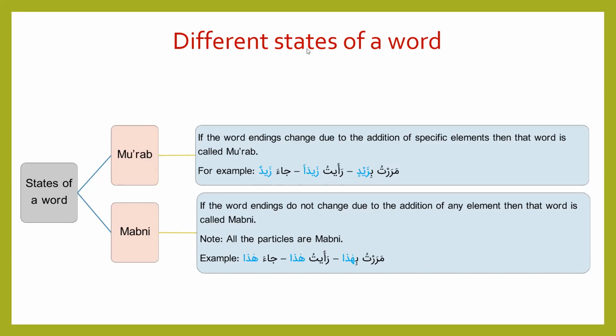Yes. Okay, so the last letter of the word is changing. Zaid. You can see kasra, fatha, zamma, because sometimes the ba is coming on top of it, or ra'aytu, it's the maf'ul of ra'aytu, it's an object of ra'aytu, and Zaid is a subject of ja'a. Because of that, the halat is changing. The last letter of the word is changing.